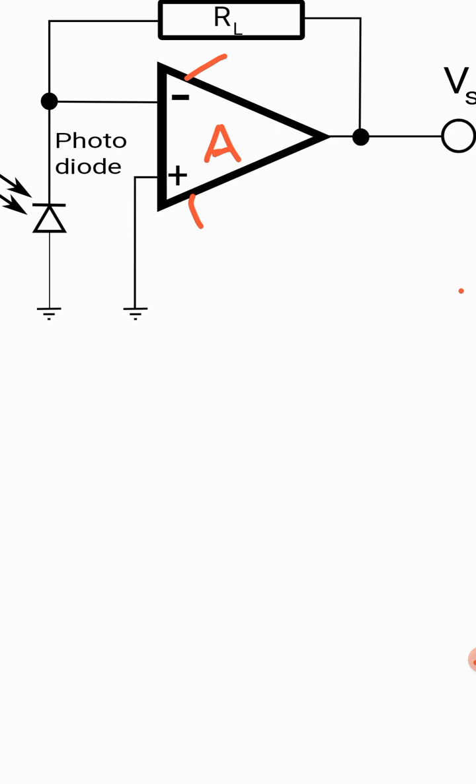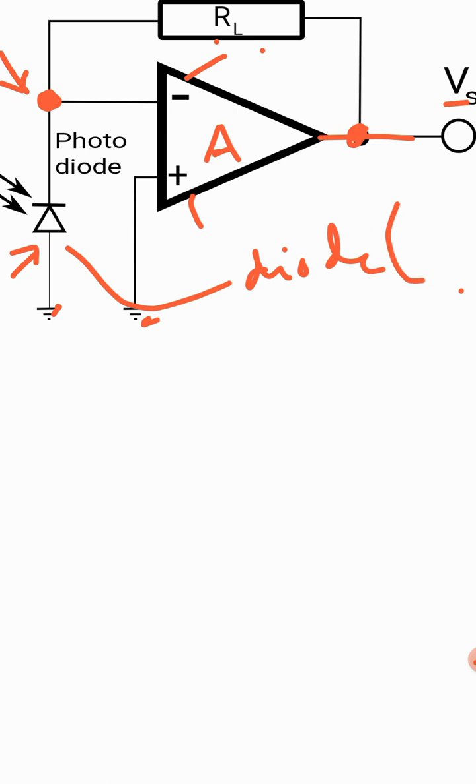Then the positive terminal of this amplifier is grounded and the negative is connected at this node. There is an output called Vs, and from the output to this node right here we have a resistor connected across called RL. Now from this node to the ground we have this PN junction diode, and this is a special diode which works when the light falls on it. That's why we call it a photodiode.